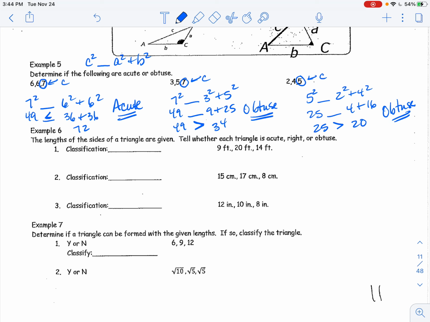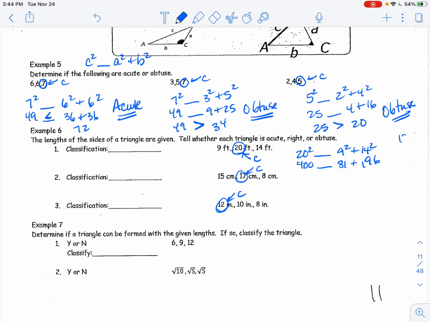Example 6, the lengths of the sides of a triangle are given. Tell whether each is acute, right, or obtuse. Okay, so first let's go highlight the c's. c's are always the biggest. All right, and then we compare it. 20 squared compared to 9 squared plus 14 squared. And so 400 compared to 81 and 14 squared. I think that's 196.